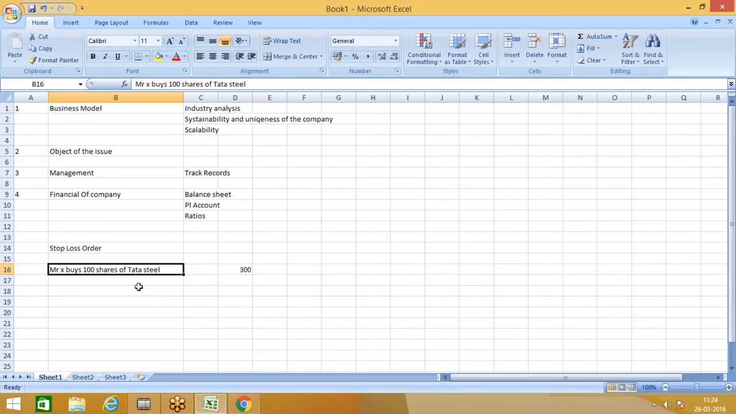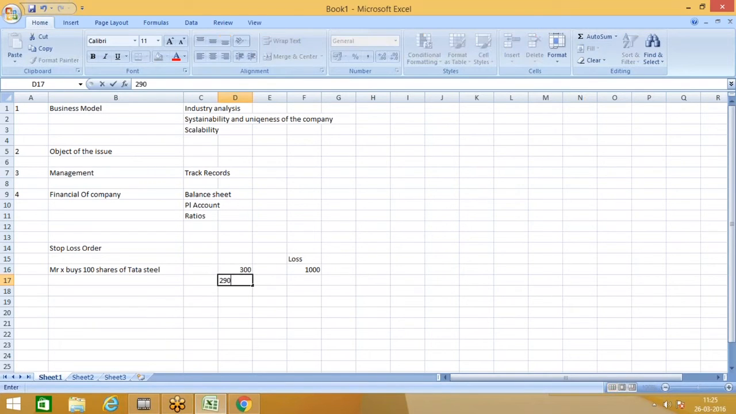So for example, Mr. X decides that he will be taking a maximum of 1000 rupees loss on this particular trade. Okay. So if he is ready to bear a maximum of 1000 rupees loss, what is the per share loss which he can incur on a share of 300, which is 10 rupees. So if Tata Steel falls by 10 rupees, if Tata Steel goes to 290 rupees, Mr. X will be incurring a 1000 rupees loss, basically 10 rupees per share into 100 shares which he owns, which comes to 1000 rupees. That is the maximum amount which he is ready to spend on this particular trade.